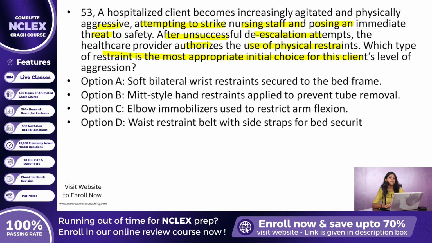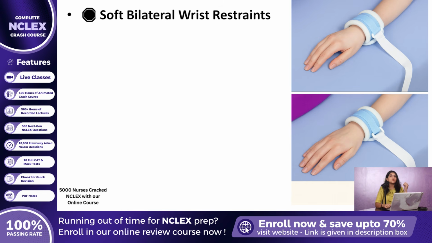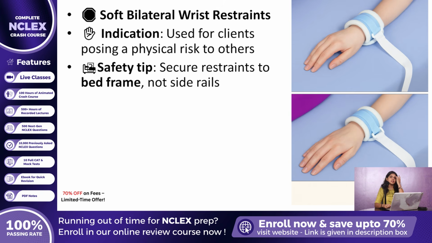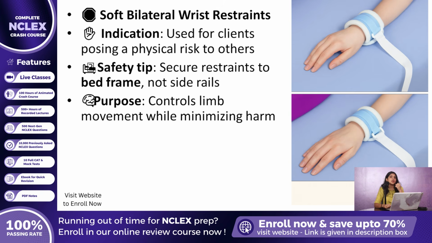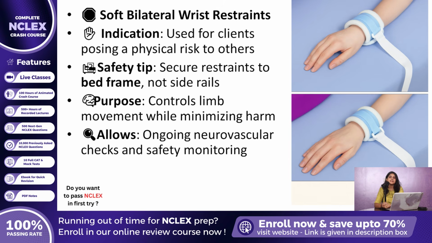The correct answer is option A, soft bilateral wrist restraints secured to the bed frame. Here is why this is the most appropriate intervention. When a client is physically violent and poses a risk to others, wrist restraints provide necessary limb control to prevent injury. This restraint type allows for immobilization while permitting ongoing assessment of neurovascular status.